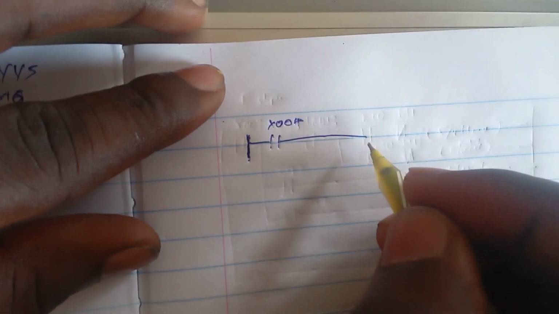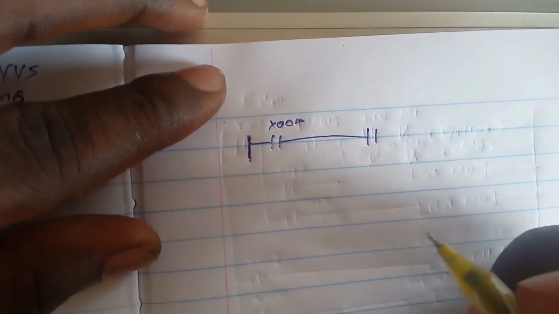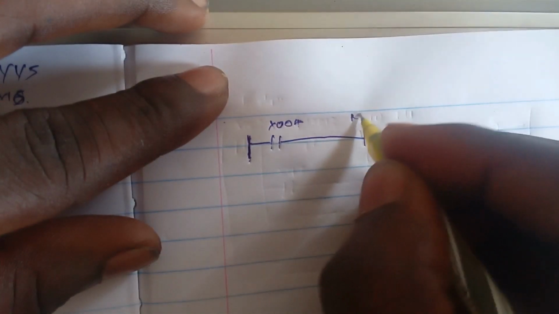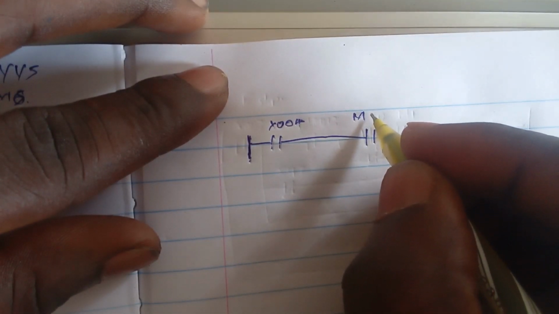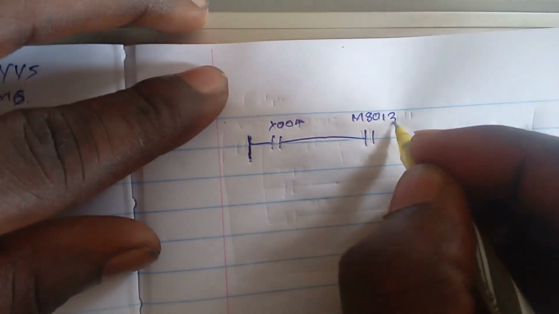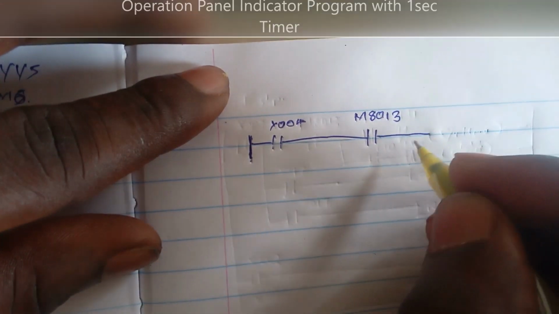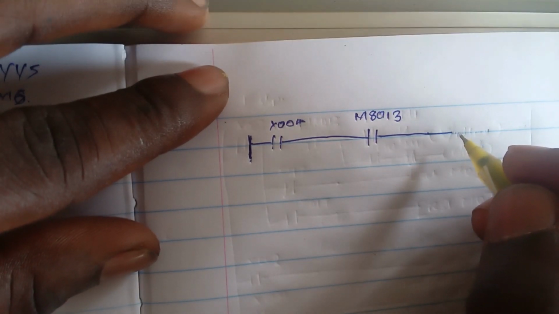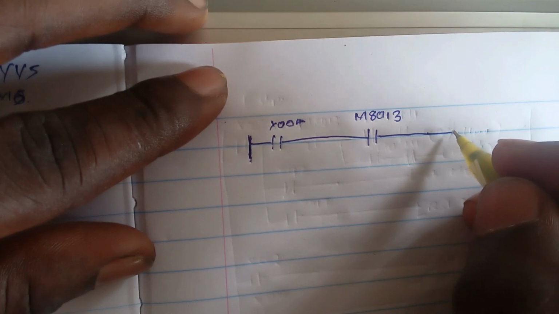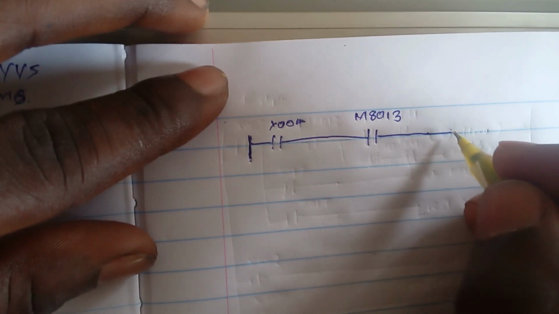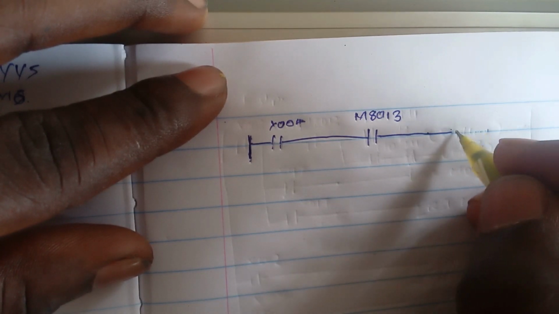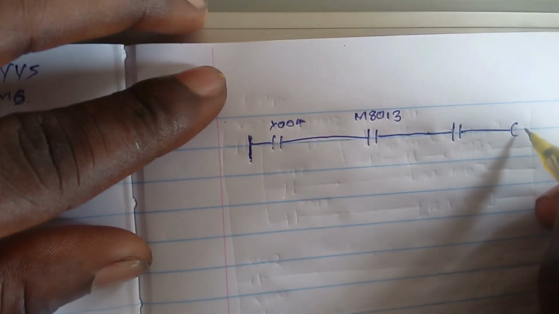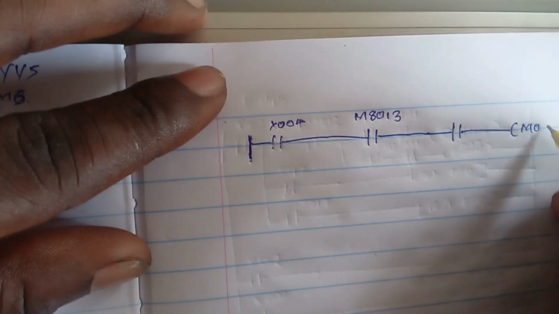Then what we need to add here, we need to start off a blinking circuit, M813. Provide a 1 second blink, then a condition. This will blink the yellow light. You can add a condition here, then M0.